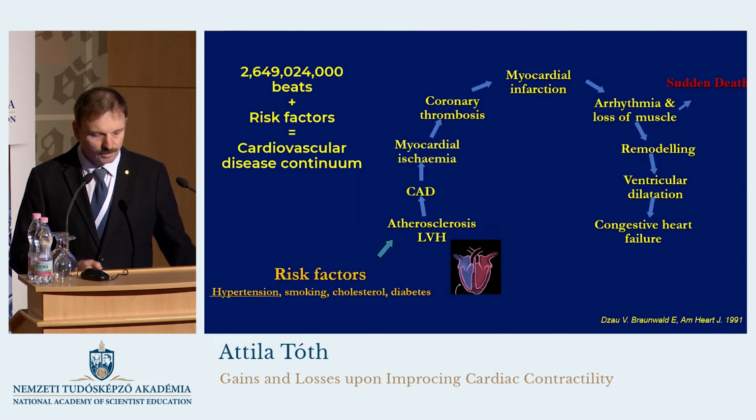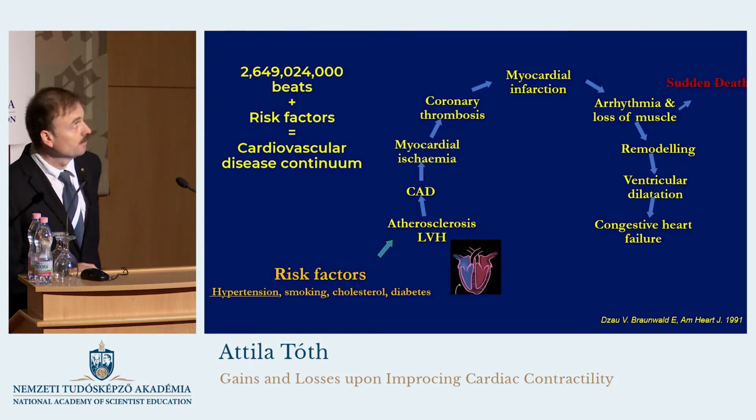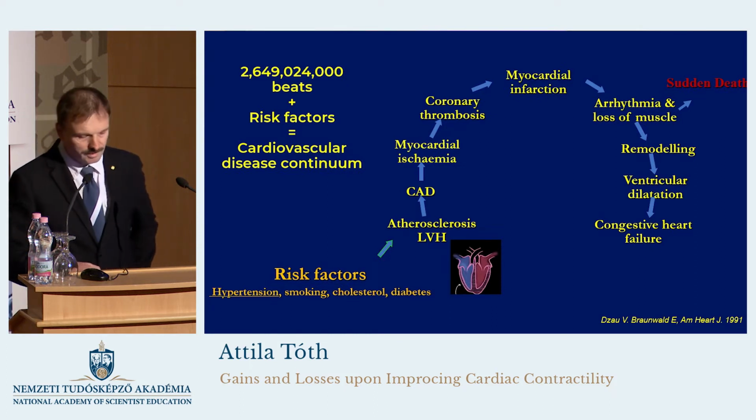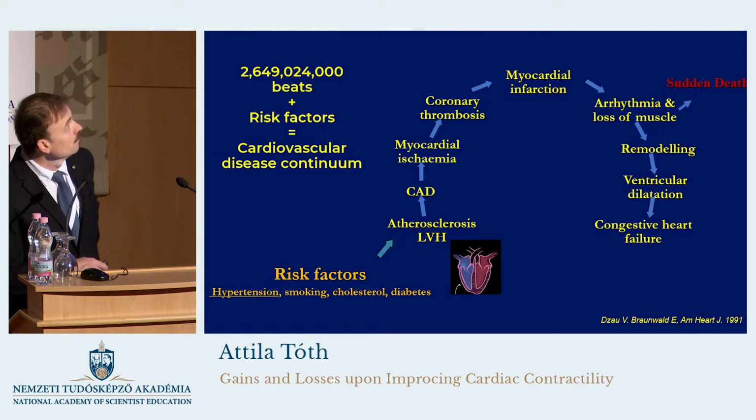Now, the combination of these 2.5 billion beats and the risk factors will result in a so-called cardiovascular continuum, which starts with risk factors and a normal working heart. This is the normal heart which is contracting, but there may occur atherosclerosis, left ventricular hypertrophy, which may lead to myocardial infarction or simply the disfigurement of the heart. Then during myocardial infarction, some individuals will die because of electrical events, and those who survive most probably will tend towards congestive heart failure.